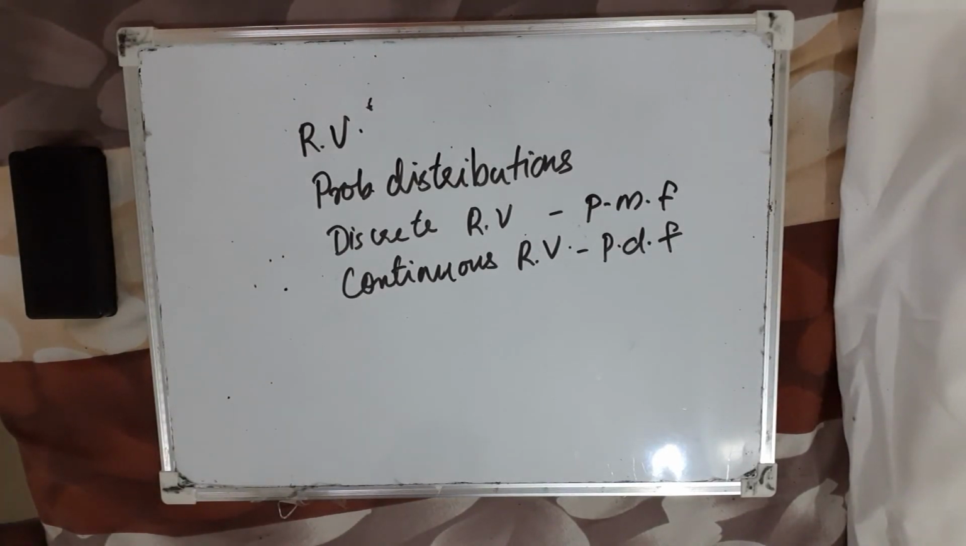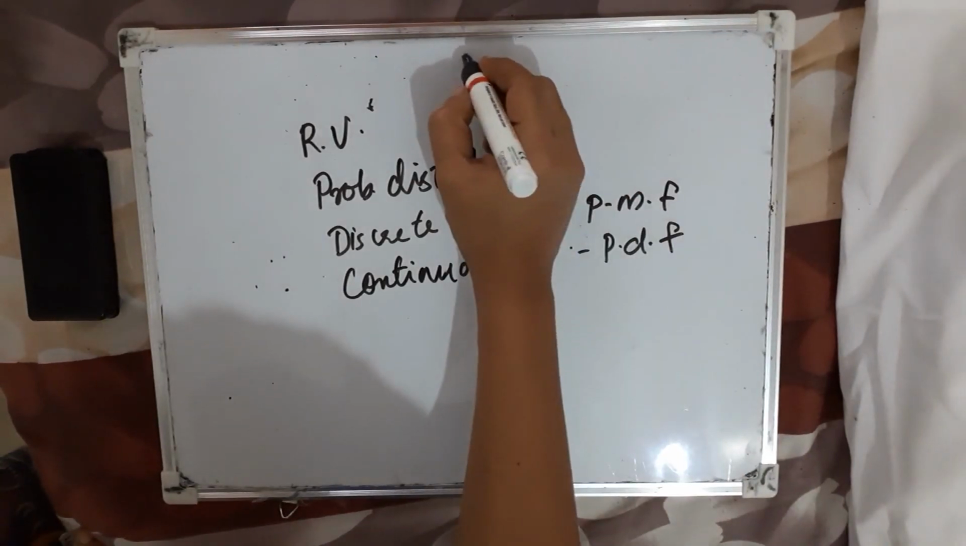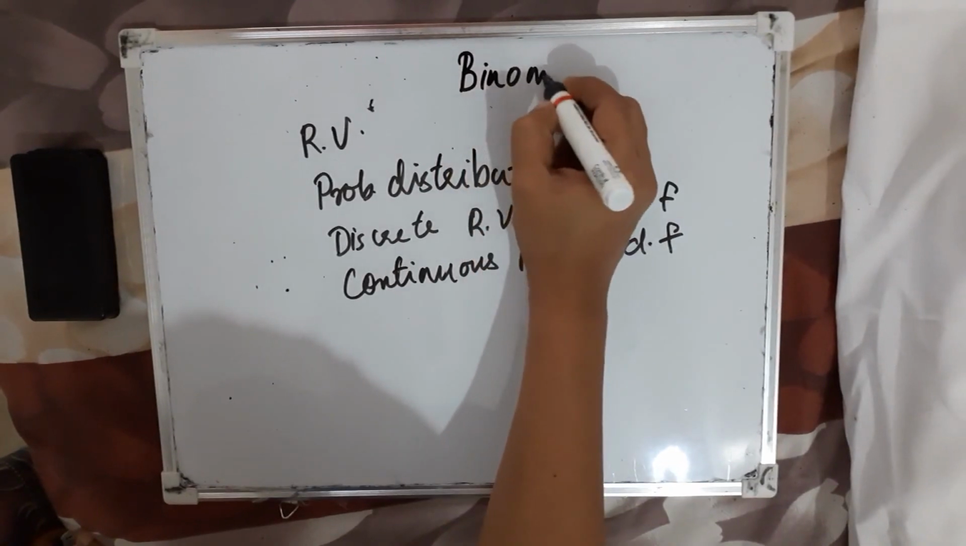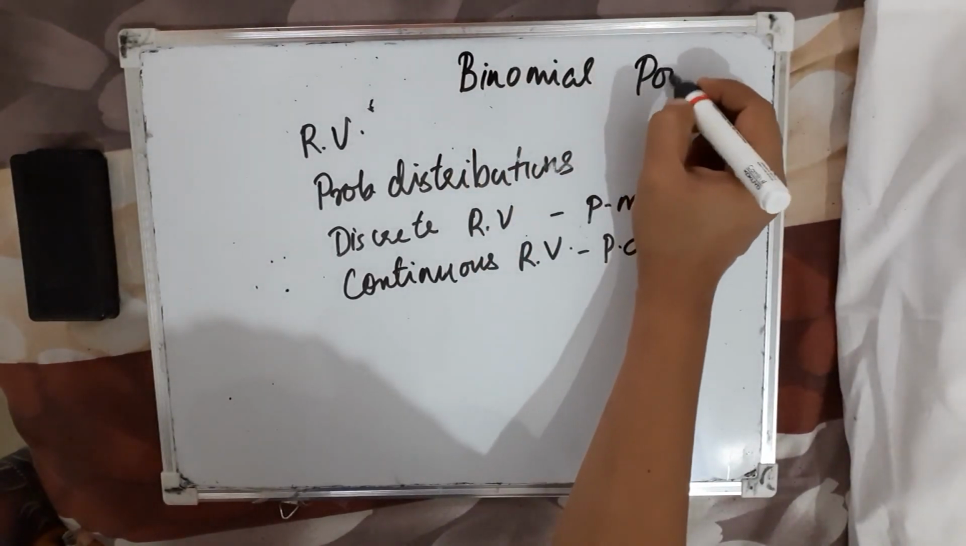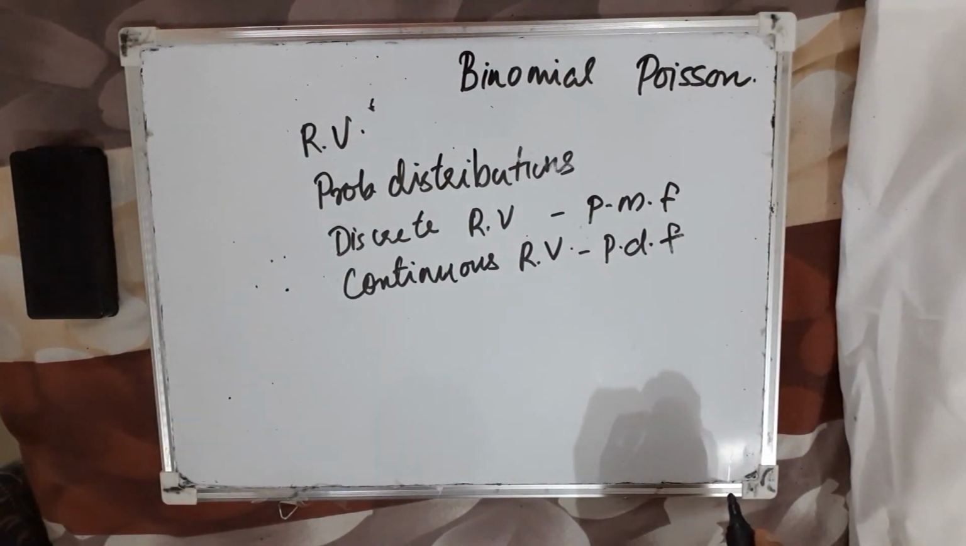In the last session we saw what is a random variable, probability distributions, a discrete random variable and its probability mass function, and a continuous random variable and its probability density function. In the first module we deal with discrete probability distributions. Among discrete probability distributions, we studied two main distributions: one is the binomial distribution and the second one is the Poisson distribution. We will start with the binomial distribution.